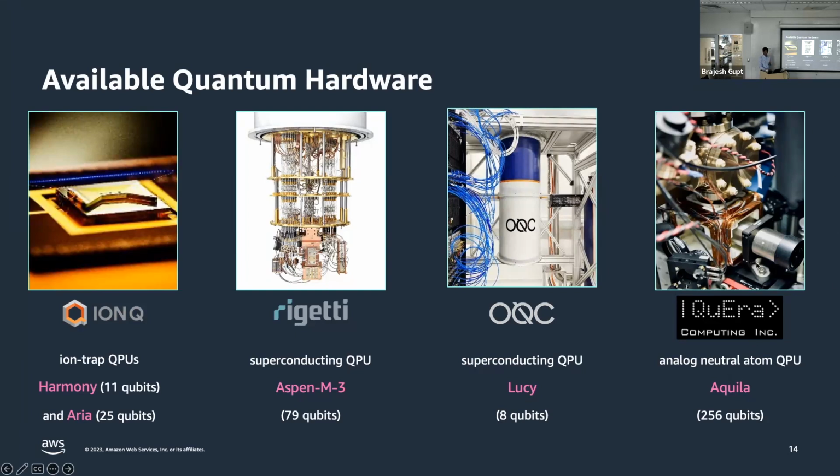QuEra is what is called an analog neutral atom QPU. So this is what is called an analog Hamiltonian simulation device. So for the QuEra device, one doesn't have quantum circuits. What one does is in terms of Hamiltonians.